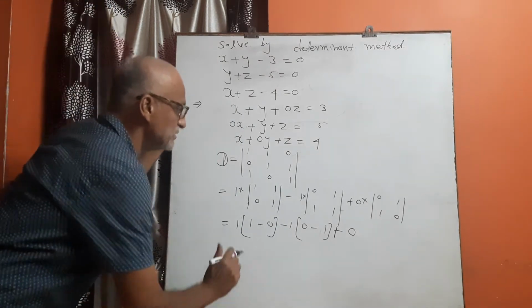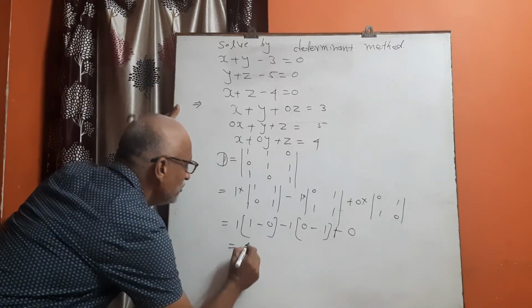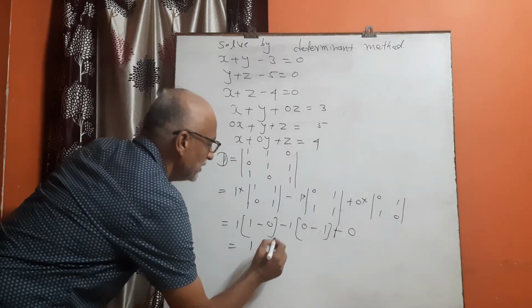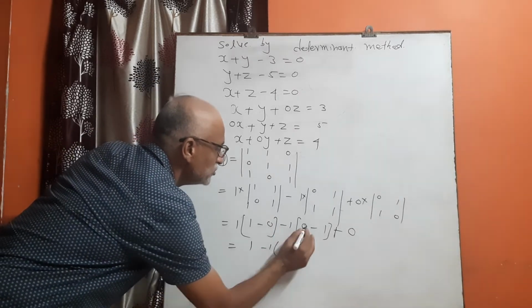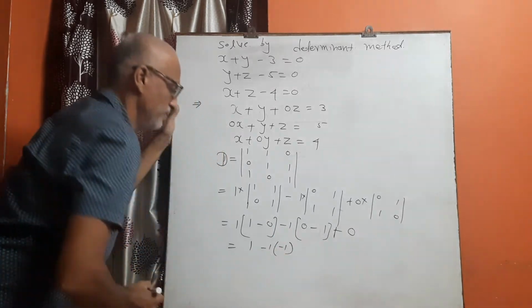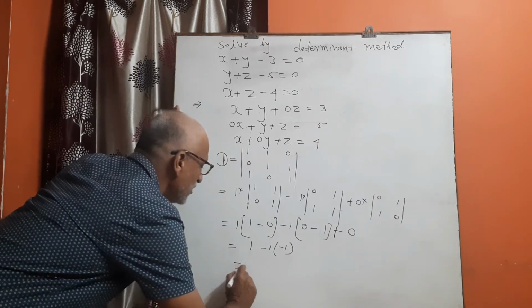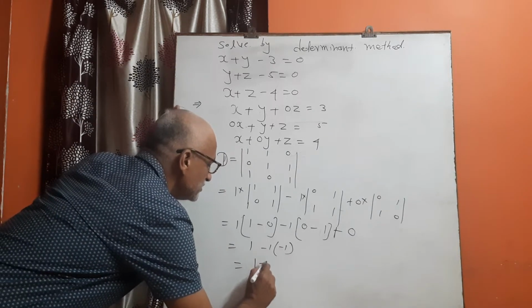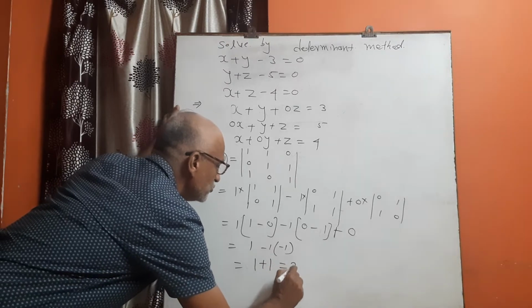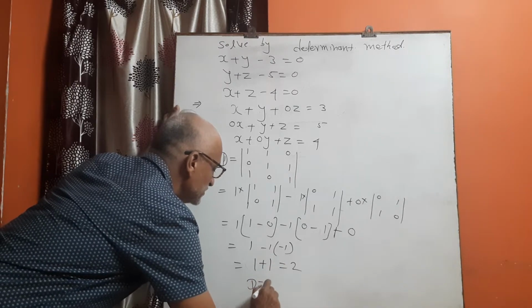So if we simplify it, we will get 1 into 1 is 1, minus 1 into 0 minus 1 that is equals to minus 1, or we can write 1 minus minus, plus 1, which is equals to 2. That means the value of D is equals to 2.